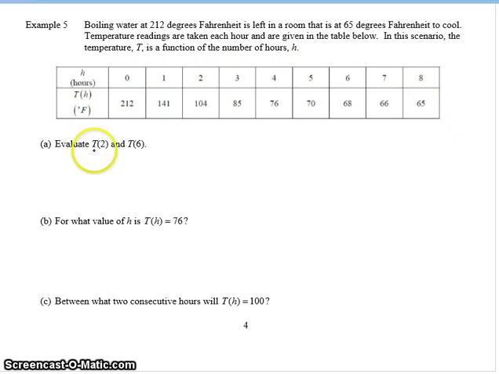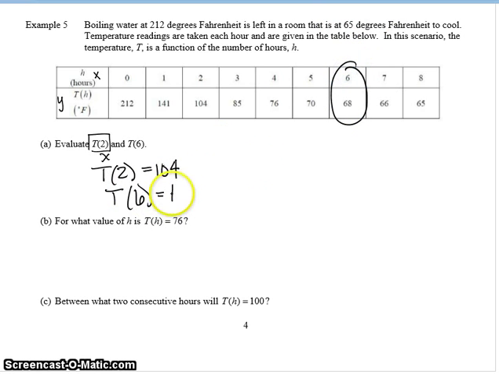Okay? So evaluate T at 2. So when x is 2. So now remember, this is your hours. Okay, that's your x, that's your y. That's your input and your output. So at 2, it's 104. So T of 2 is 104. All right, T at 6, so what's the temperature after 6 hours? You come over here, look at your chart, and you're going to get 68.